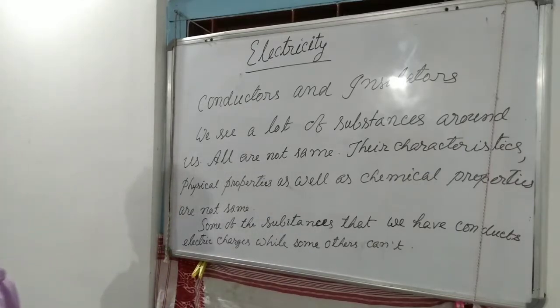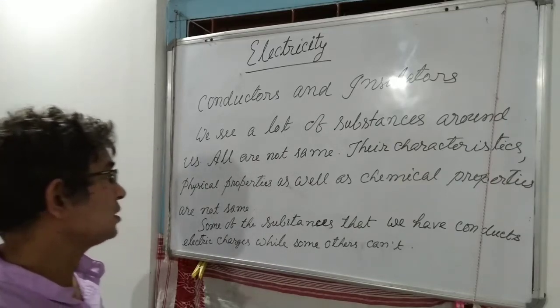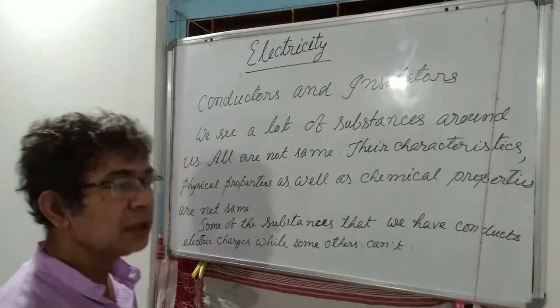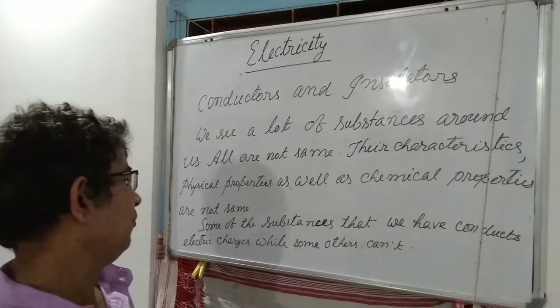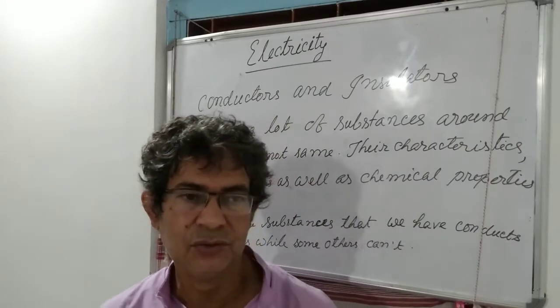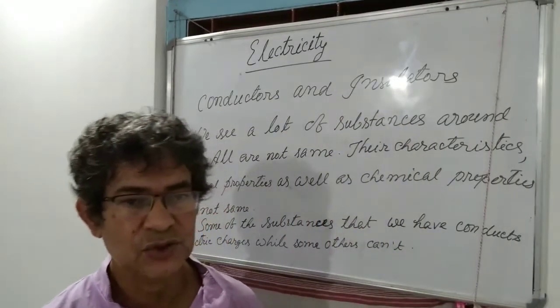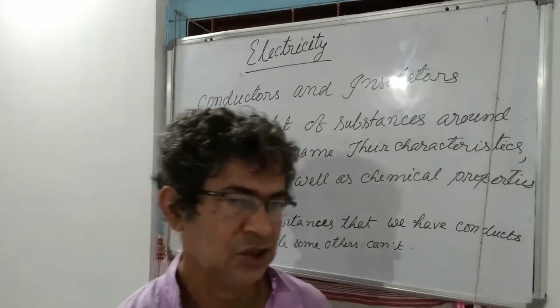A very large number of substances are there in the world, and we see all of them. But what happens? All are not the same. Their characteristics, properties, physical as well as chemical properties are not the same. Some of these substances that we see every day can conduct electricity, electric charges, while some others can't.